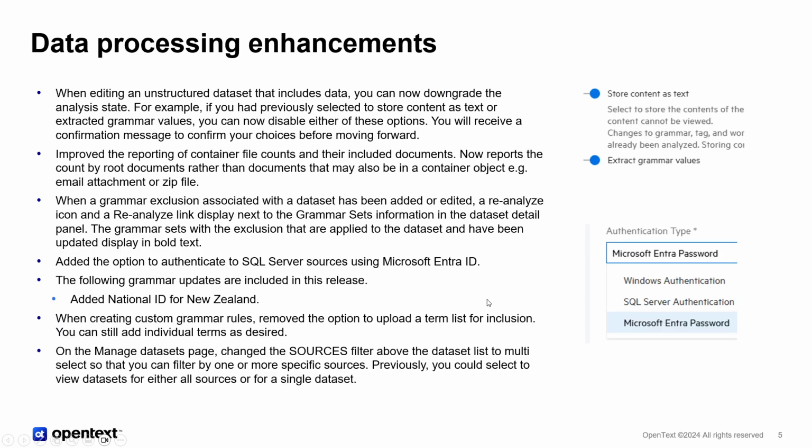Okay, let's move on to some other data process enhancements. Now you can go through your unstructured data sets and downgrade the analysis state. These two radio buttons on the right hand side were grayed out once you started scanning the data, these were fixed. You couldn't change them. Now you can change them. You can go back, and of course, if you turn this off, then it will clear out the content. Okay, so now you can effectively downgrade the analysis state of the data.